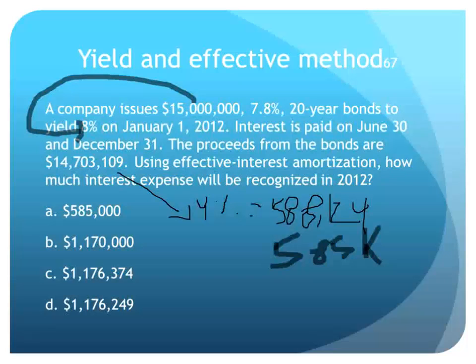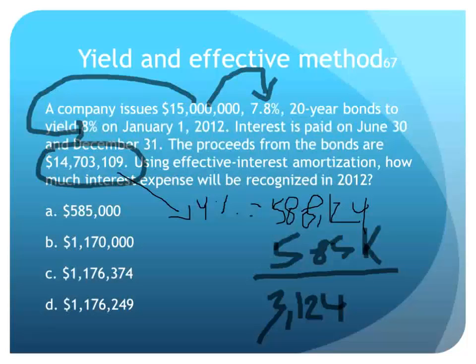It's the face amount times half the coupon because it's half the year. So what you get is 3,124, and this 3,124 is the discount amortization. You see, the issue amount is less than 15 million, so we have to amortize that discount every 6 months. We amortize a piece, and that's how much we amortize.